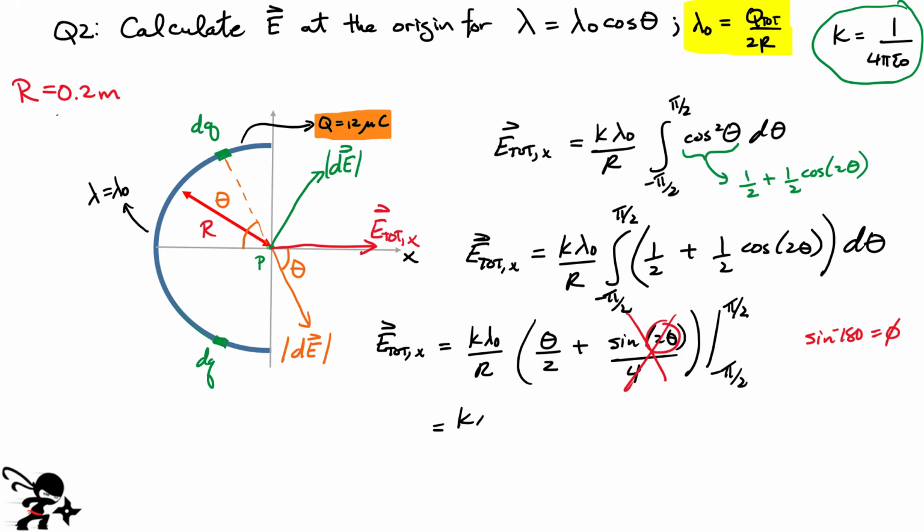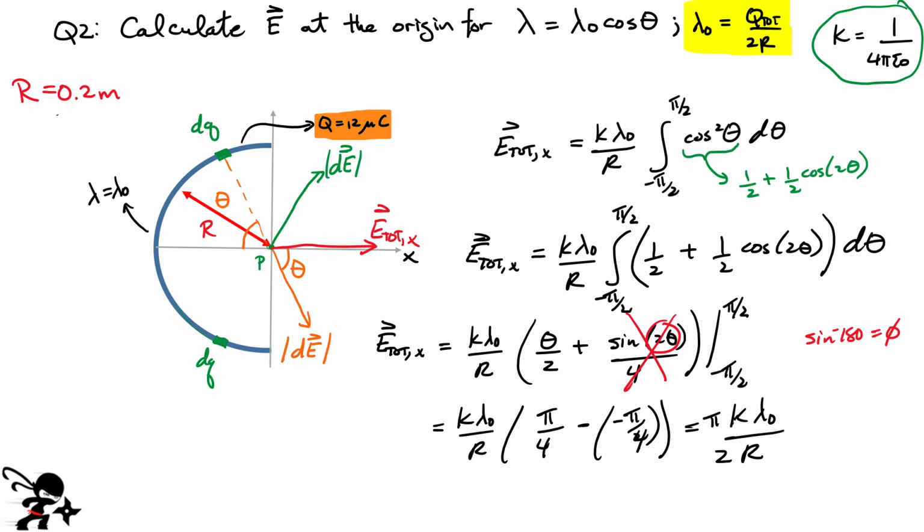So this is going to be k lambda 0 over r. And this simply becomes pi over 4, and then minus minus pi over 4. So at the end, you group all the terms together, we get k lambda 0. Add both of those, you get 2 pi over 4, pi over 2. So we get pi over 2r. All right, so that is my final expression for the total electric field produced by this non-uniform charge distribution.